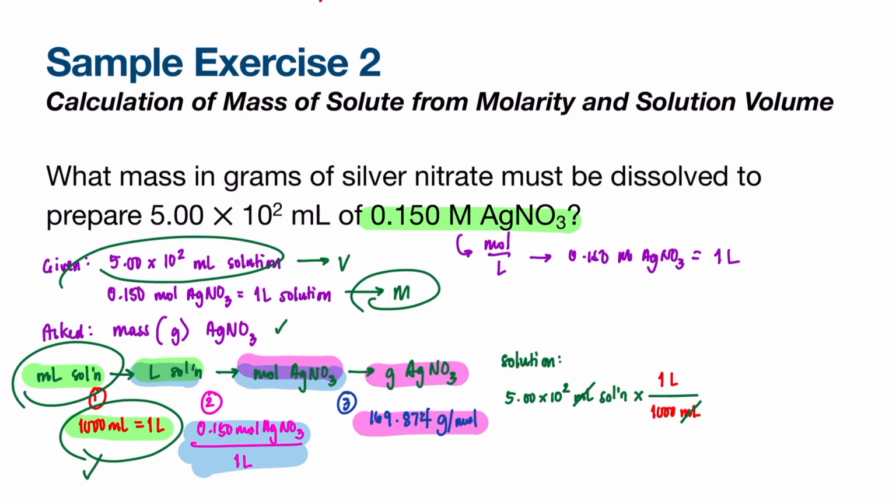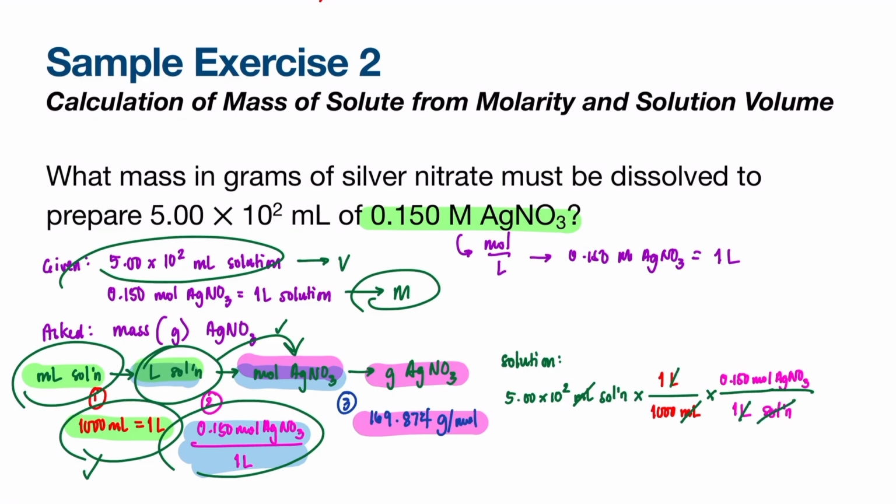For step 2, we must convert that liters of solution to moles of AgNO3. So we will use the conversion factor, which is the molarity of the solution, and multiply this again into the conversion factor. Since the current given unit now is in liters, the quantity 1 liter will be in the denominator and 0.150 moles of AgNO3 will be in our numerator. As you can see, we can now cancel the units of liters of solution, and we're left with moles of AgNO3. We're done with step 2.